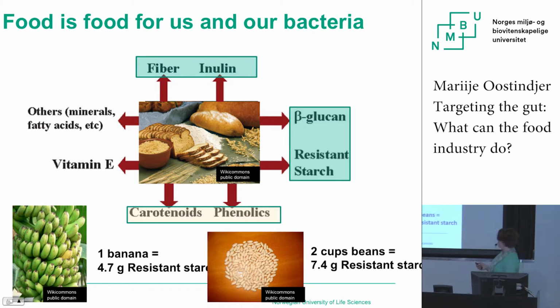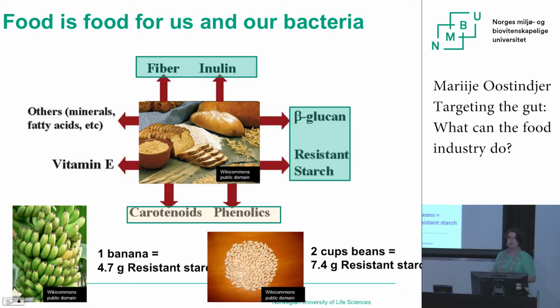So some examples here, if you take bread, there are several fibers in bread. We already heard something about inulin. Also, beta-glucans and resistant starch are types of fibers you can find in whole grain bread. And these kinds of fibers can be used by bacteria as a source of nutrients. And bread is not the only type.